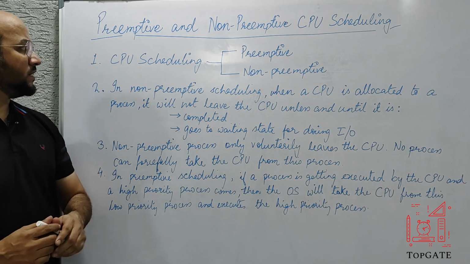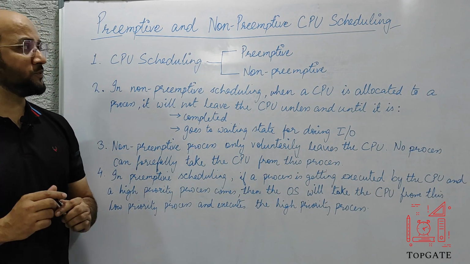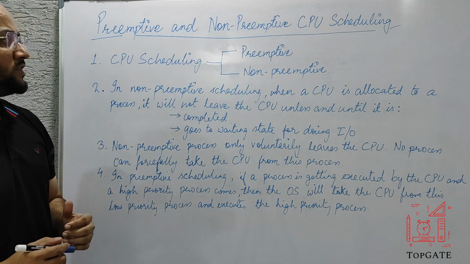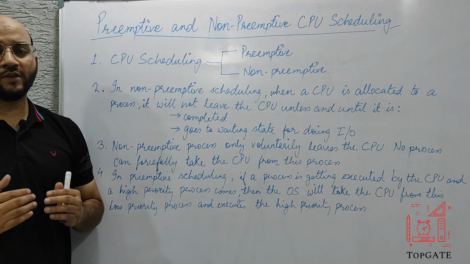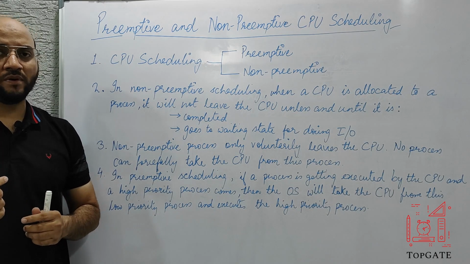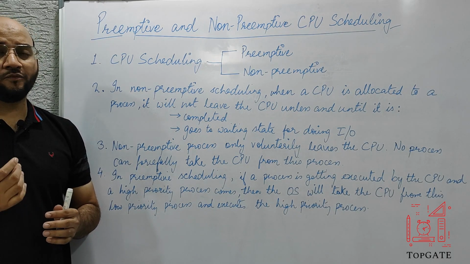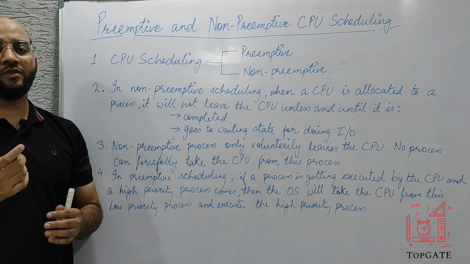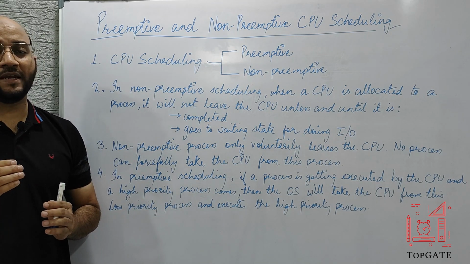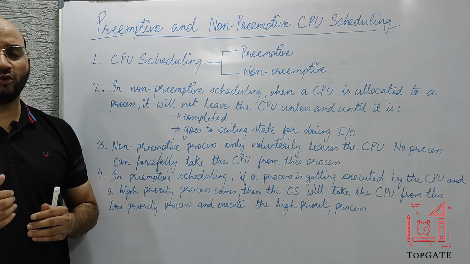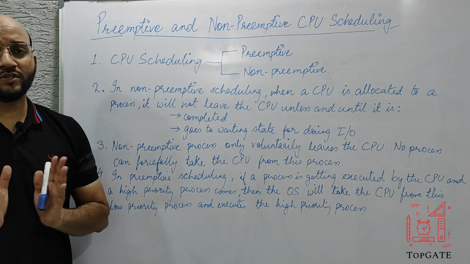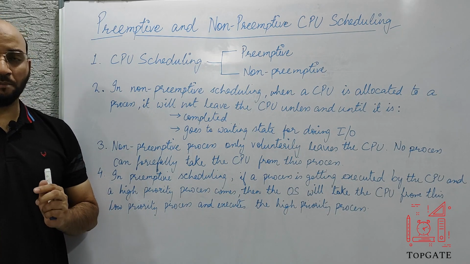So the first point says that CPU scheduling is of two types. One is preemptive scheduling and one is non-preemptive scheduling. Now, what is preemptive and what is non-preemptive? I'll first start with the non-preemptive one and then I'll tell you what a preemptive one is. Non-preemptive scheduling is a scheduling in which if a process is executing on the CPU, then this process will never leave the CPU unless and until it completes its work. So if it starts execution on the CPU, it will not leave the CPU unless and until its work is completed.